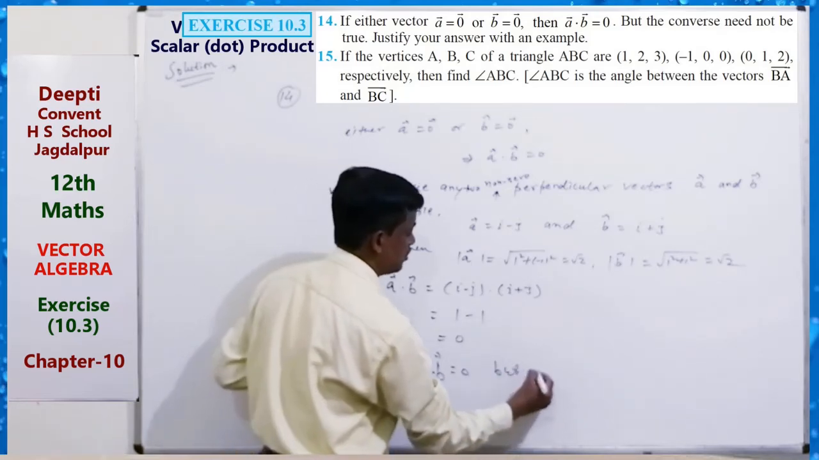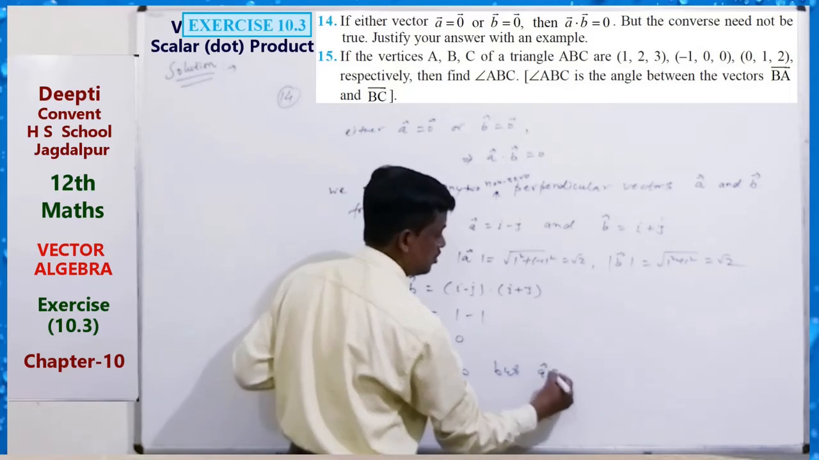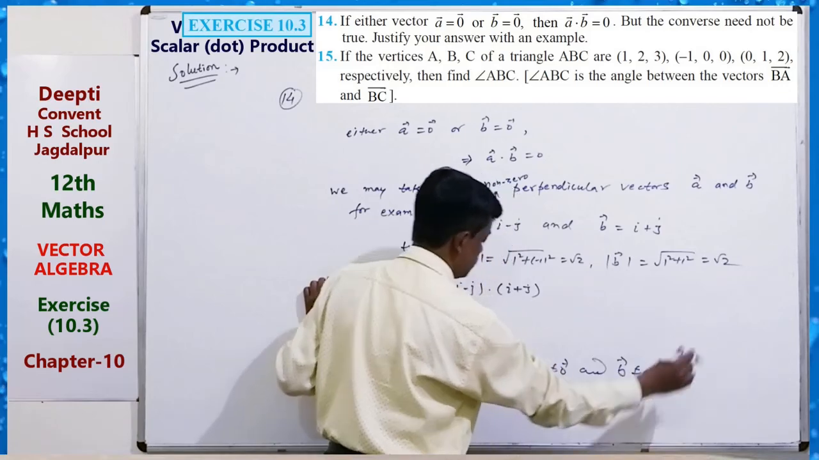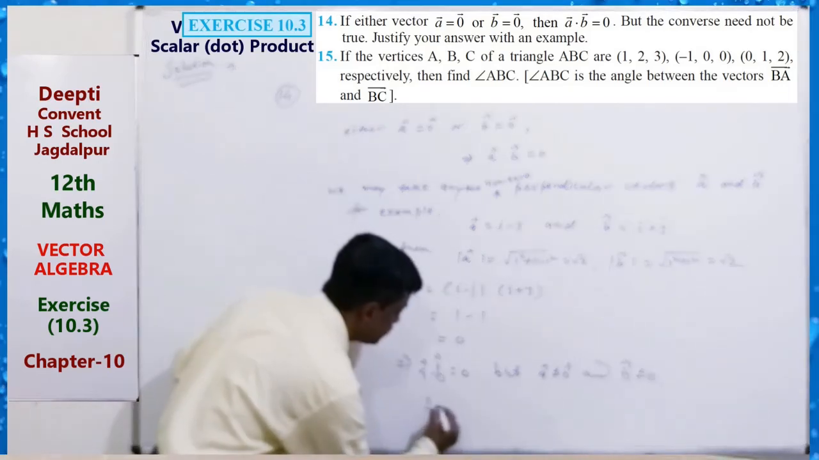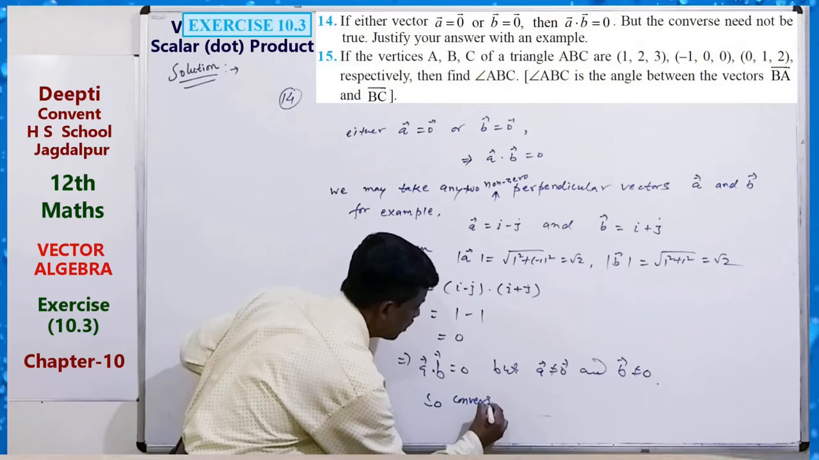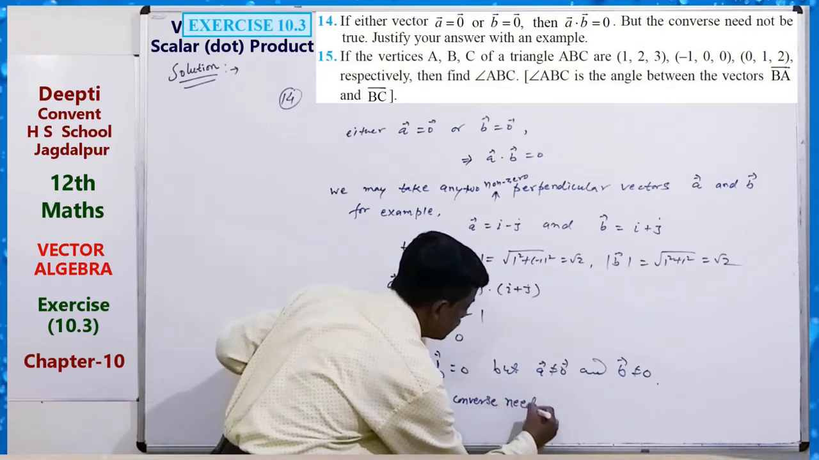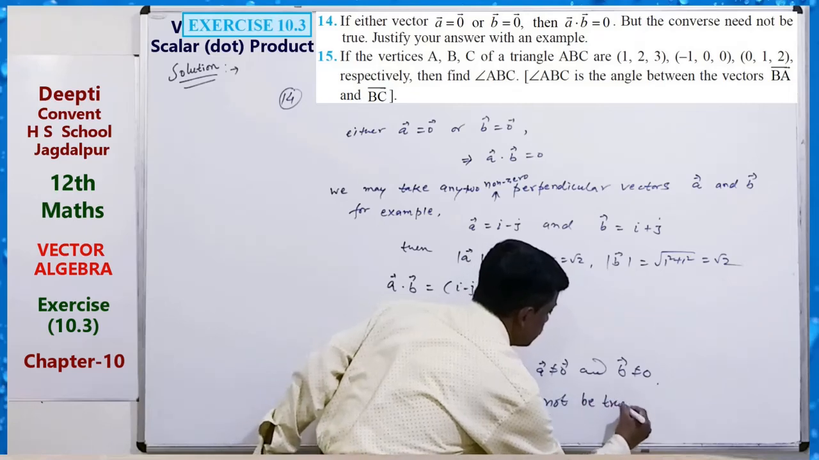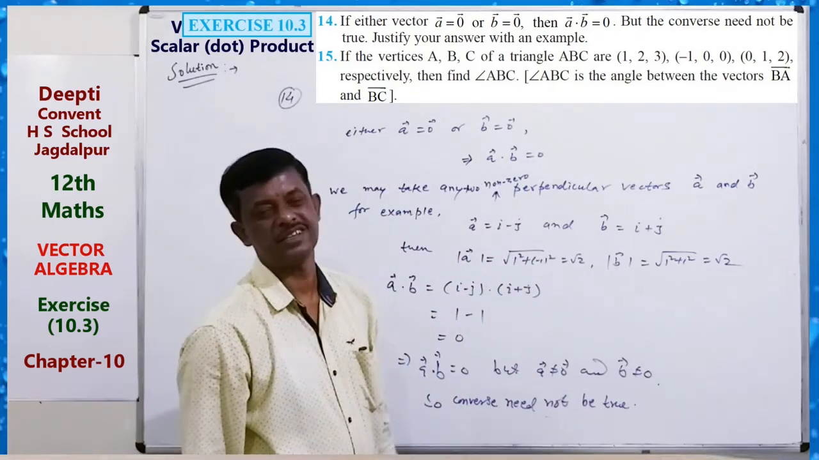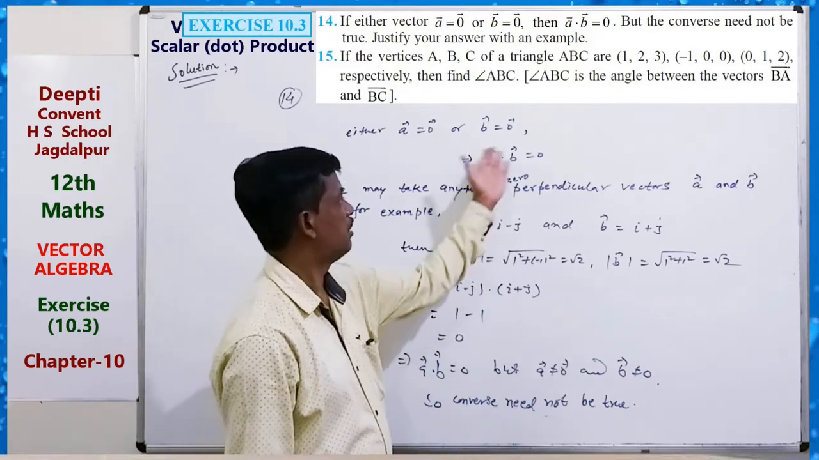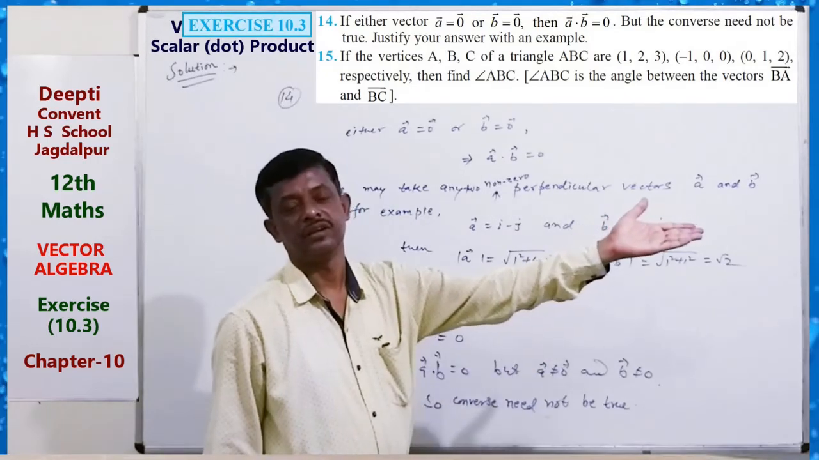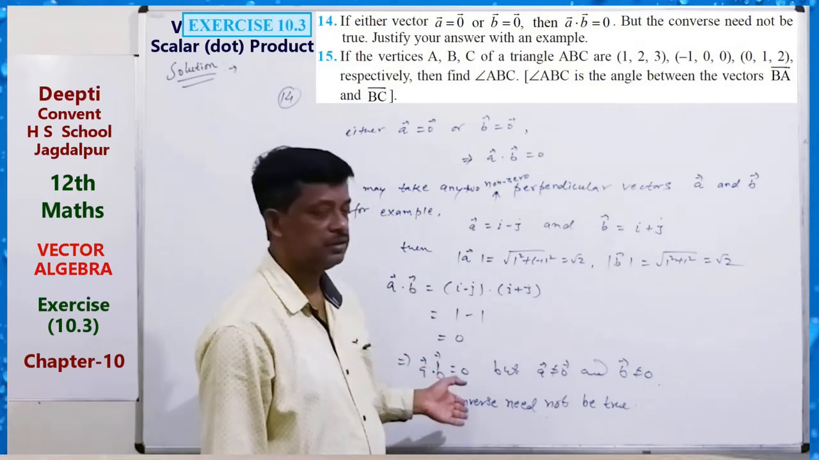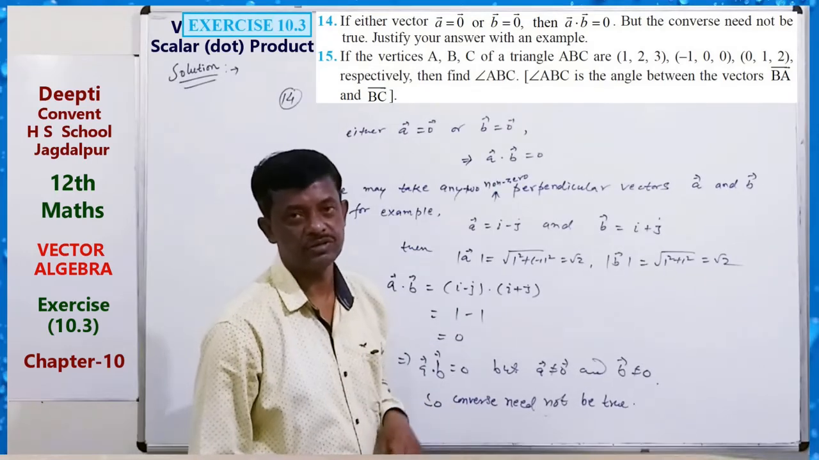But A is not equal to 0 and B is also not equal to 0. So the converse need not be true. Okay. So you just have to give an example that there are non-zero vectors for which A dot B equals 0, but A is not equal to 0 and B is not equal to 0.